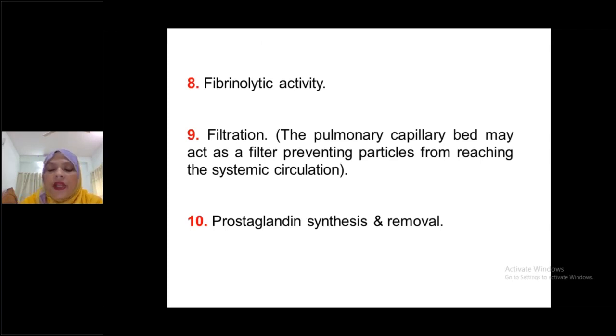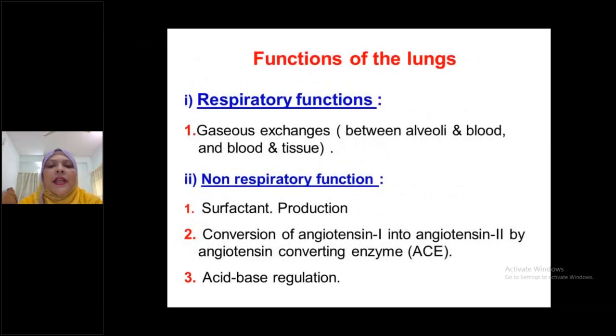So, for the written exam, you have to write what the functions of the lungs are. If the question comes like this, describe the functions of the lungs, you have to write it this way: respiratory functions and non-respiratory functions. Respiratory function, of course, is gaseous exchange. Non-respiratory functions: surfactant production; conversion of angiotensin 1 into angiotensin 2 by angiotensin converting enzyme, which comes specifically from the pulmonary capillary endothelium of the lungs.